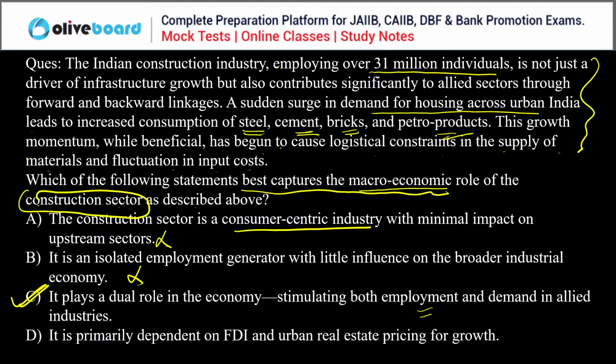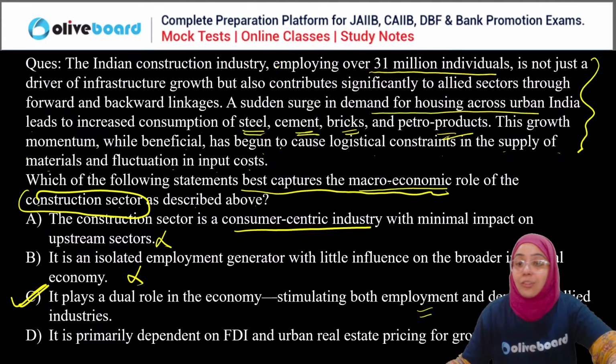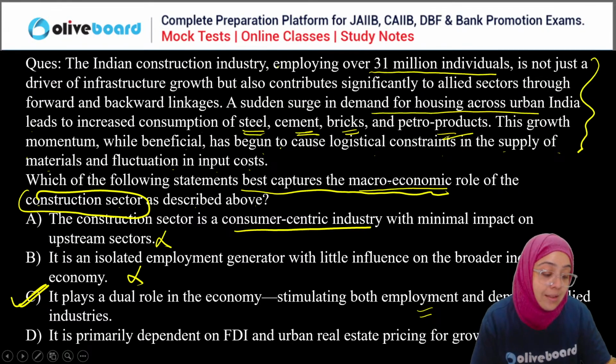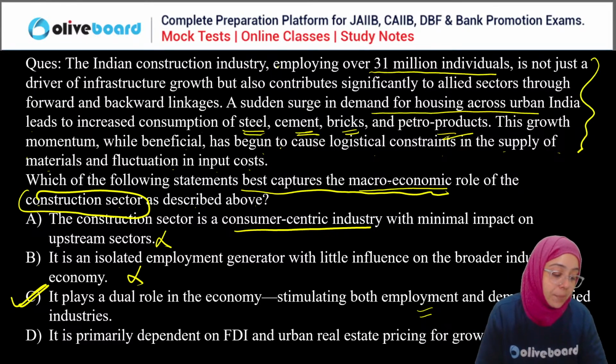And if you are saying that it primarily depends upon FDI, foreign direct investment, that's completely wrong. FDI is allowed in the industrial sector and in the construction sector, but these are also dependent upon different things, right? So no, D is not the answer. The correct answer is C. Has everyone understood this question? If you have any doubt, you are free to ask. C is the best answer for this question.